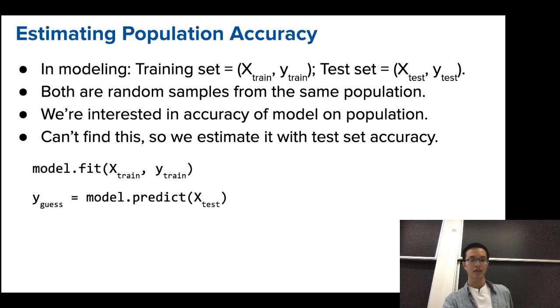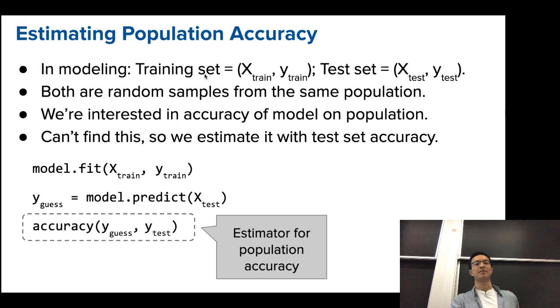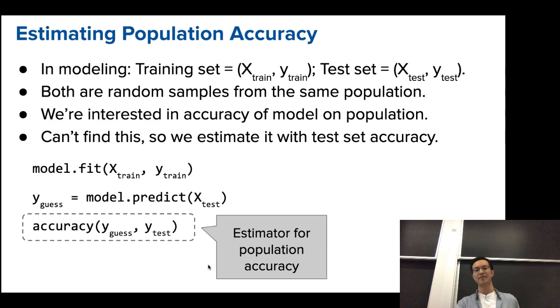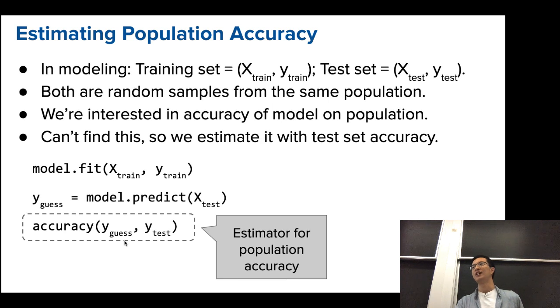So here's the idea. We fit the model on X train and Y train. We make our model predict on the test set, and we compute the accuracy on the test set. And since the test set is a random sample from a population, this is an estimator for the population accuracy. So it's quite meaningful, because this right here is our guess at how well our model will do on data it's never seen before.